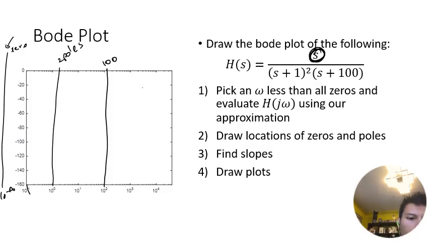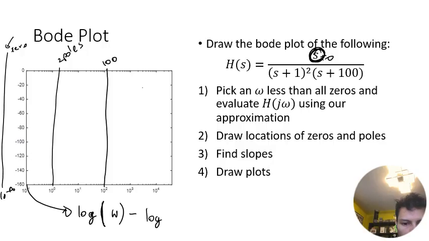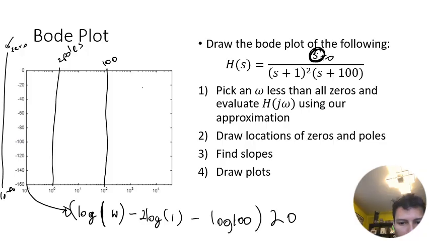Okay, so here what we're going to have is actually that our approximation would be log of omega, right? Because there's this 0. This is like s plus 0. So any frequency is going to be bigger than 0, basically. Minus log of 1 minus log of 100, and this should be 2, and then all of this needs to be multiplied by 20.